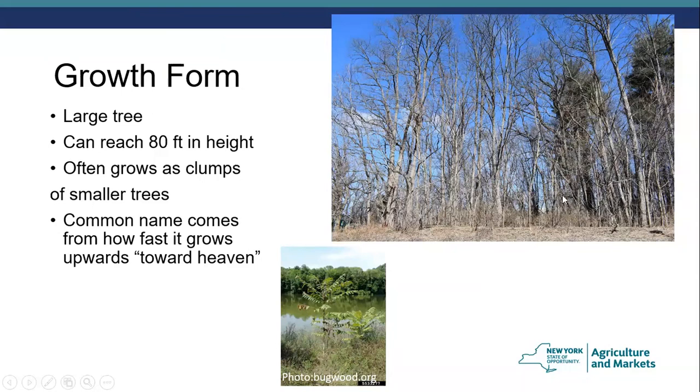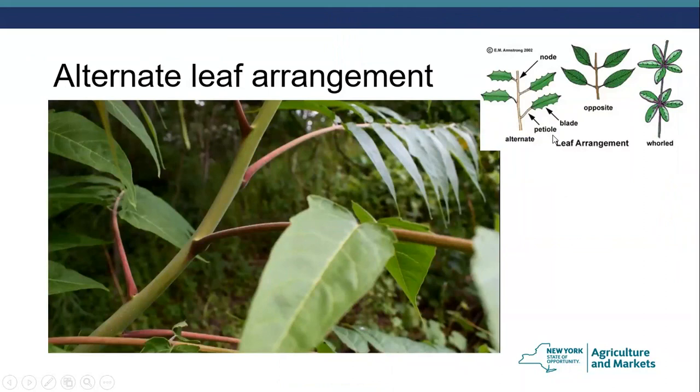Tree of Heaven has an alternate leaf arrangement. If you look at the upper right-hand corner of this slide, you can see the difference between alternate, opposite, and whorled leaves. The alternate leaves of Tree of Heaven are not directly across from each other, like an opposite leaf arrangement would be. So they kind of alternate up the stem or up the twig. And that's just one of the many identifying characteristics of this species.